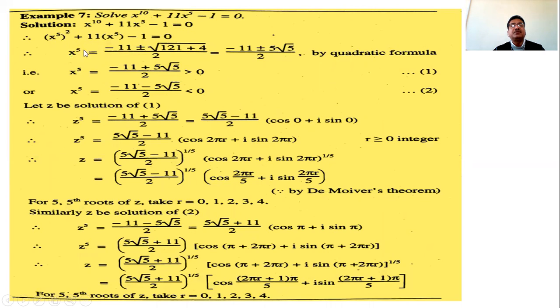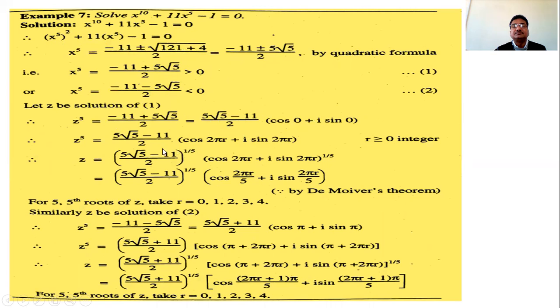So x raised to 5 is equal to minus b plus or minus root b squared minus 4ac divided by 2a. By using that formula, we have this. x raised to 5 is this. Okay, so express this number in polar form. So this is the polar form. Its modulus is this, and argument is 0.